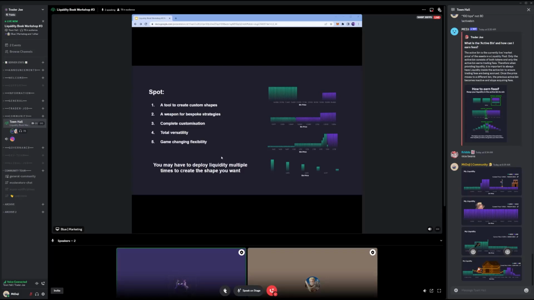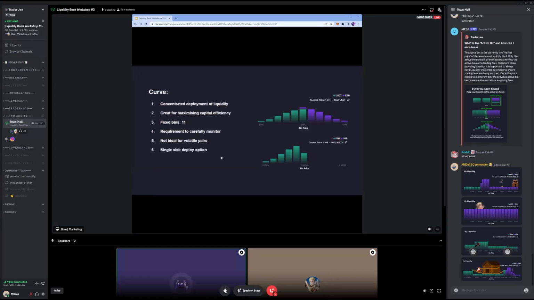Yeah, that is the shape, that is Spot. Build your shapes over multiple price ranges, over multiple transactions. Get flexible, get versatile with it. You can really deploy any type of shape to fit your own strategies and your personal conviction.